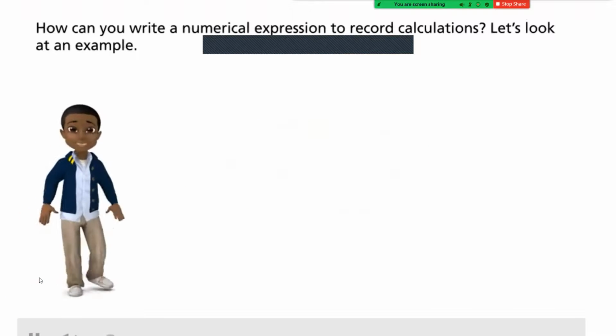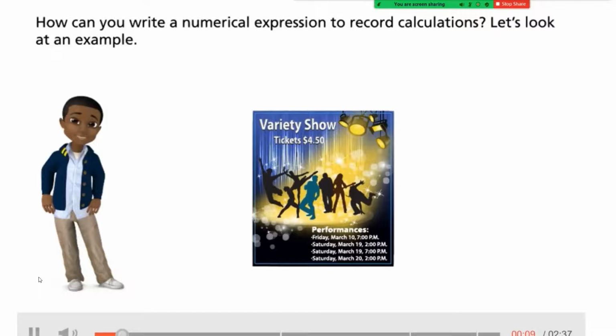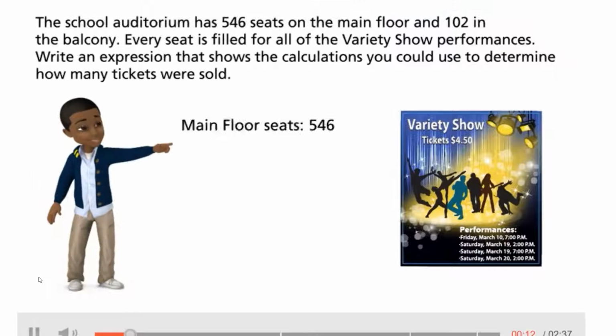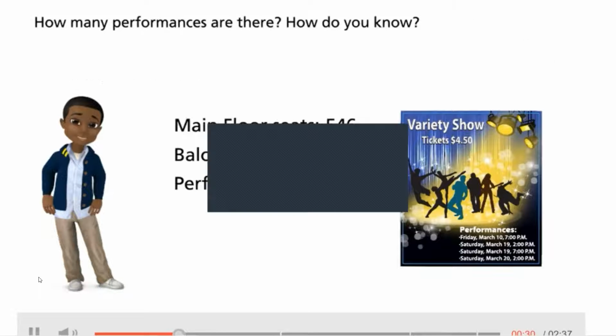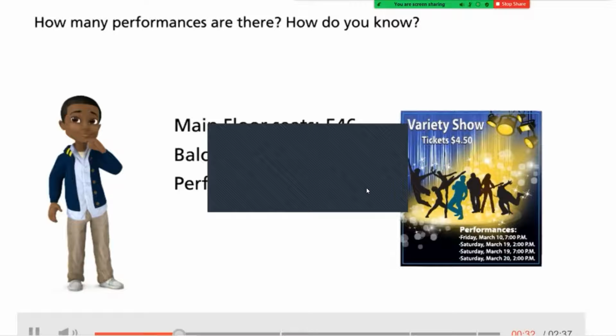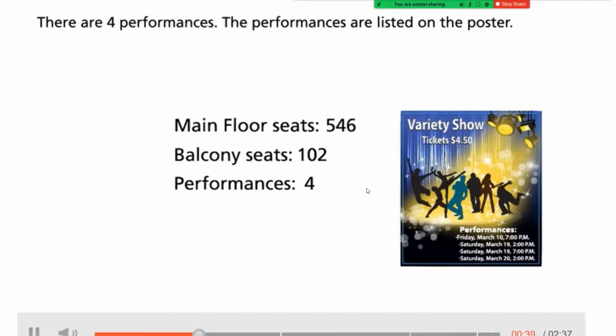How can you write a numerical expression to record calculations? Let's look at an example. The school auditorium has 546 seats on the main floor and 102 in the balcony. Every seat is filled for all of the variety show performances. Write an expression that shows the calculations you could use to determine how many tickets were sold. How many performances are there? How do you know? There are 4 performances. The performances are listed on the poster.